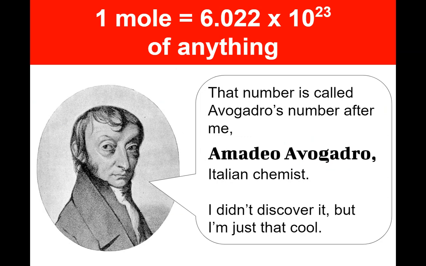A mole is 6.022 times 10 to the 23rd of anything. We talk about it in terms of atoms or molecules, like a mole of hydrogen, a mole of oxygen, a mole of glucose, anything will mean 6.022 times 10 to the 23rd atoms or molecules of that thing. That number, 6.022 times 10 to the 23rd, is called Avogadro's number, after this guy, Amedeo Avogadro, Italian chemist. I didn't discover it, but I'm just that cool. So they named it after him. Handsome fellow that he is.